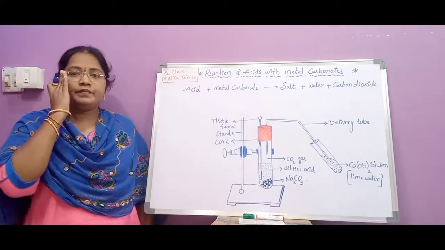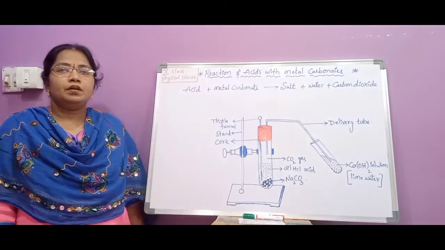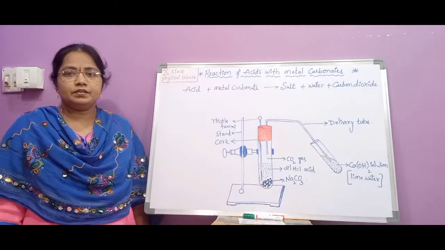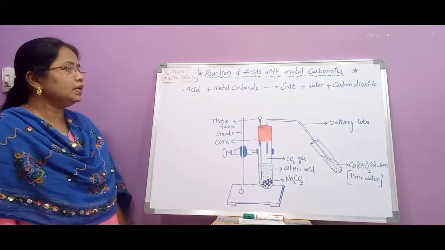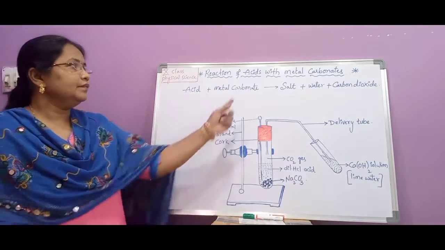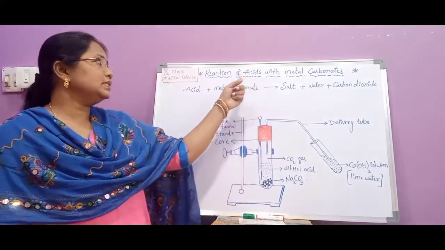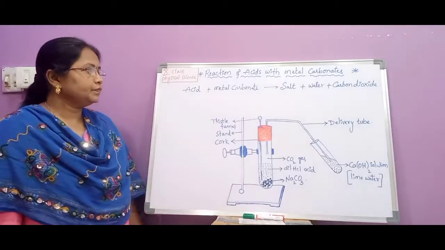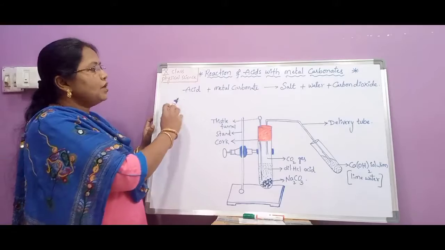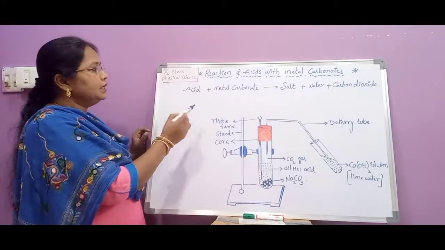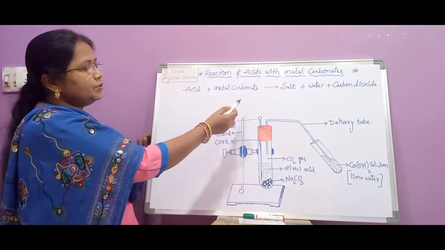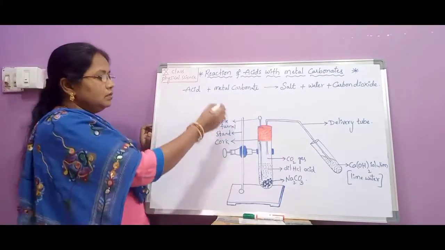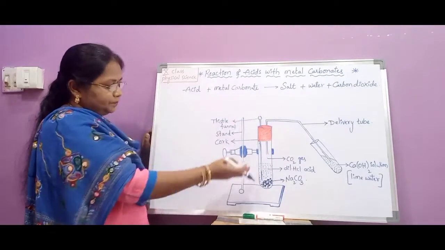In our previous class, we learned about the reaction of acids and bases with metals. Now, in today's class, we are going to learn the reaction of acids with metal carbonates. When acids react with metal carbonates, what products will we get? The generalized form of the equation I have written here: acid plus metal carbonate gives rise to salt plus water plus carbon dioxide. Okay, so we will check.